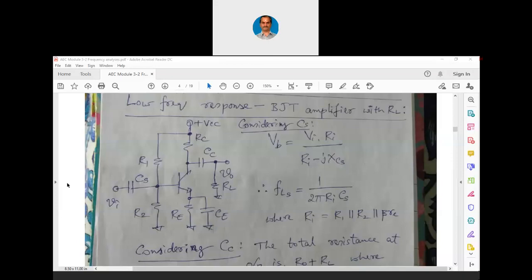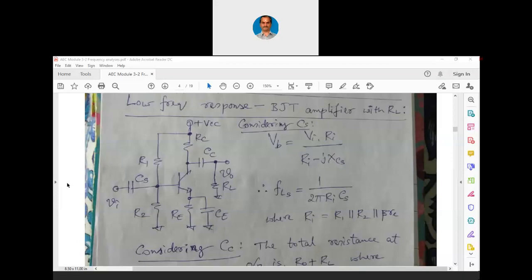Otherwise earlier I have been writing it as CB, thinking that it is connected at the base. Now as our textbook author has used the symbol CS itself, let me follow the same convention. That CS basically corresponds to the source side capacitance.